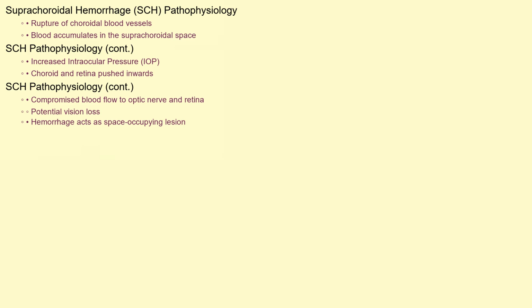This accumulation of blood pushes the choroid and retina inwards, towards the center of the eye, causing a sudden increase in intraocular pressure, the pressure inside the eye. This elevated pressure can further compromise blood flow to the optic nerve and retina, potentially leading to vision loss. The hemorrhage essentially acts like a space-occupying lesion, disrupting the normal anatomy and physiology of the eye.